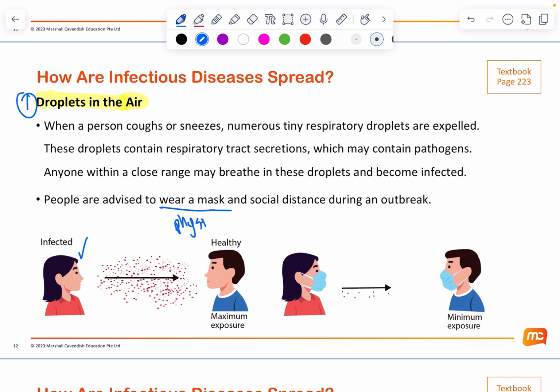What is meant by this physical barrier? It basically means that there is a physical item that separates your nose and your mouth from the exposed air droplets that have already been infected. So this helps to minimize the spread. This helps to minimize exposure.